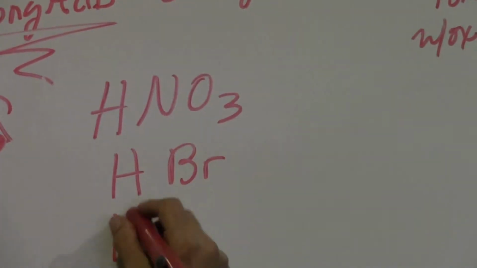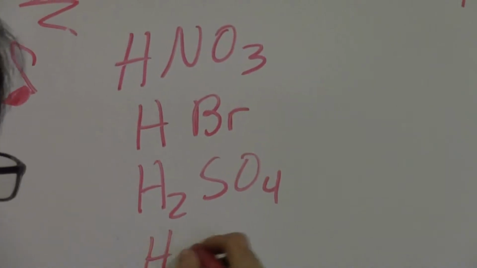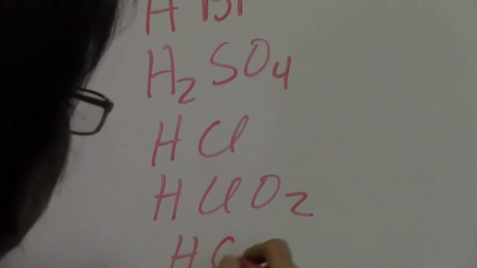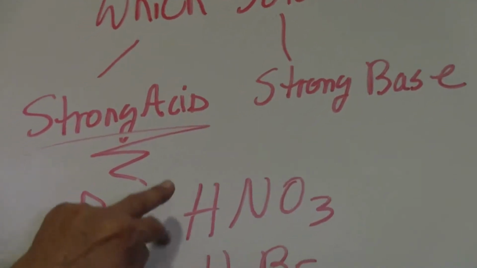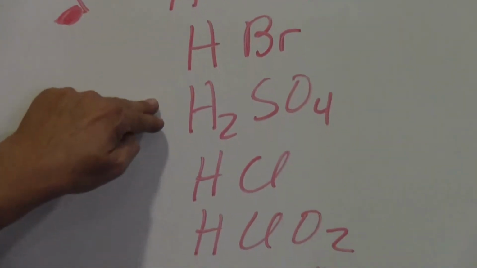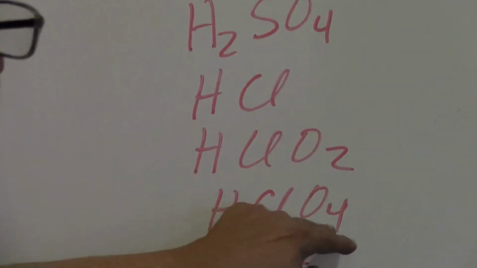HNO3 and HBr. H2SO4. HCl, O2, O4, say hi, strong acids all. HNO3 and HBr, H2SO4. HCl, HClO2, O4, say hi, strong acids all.